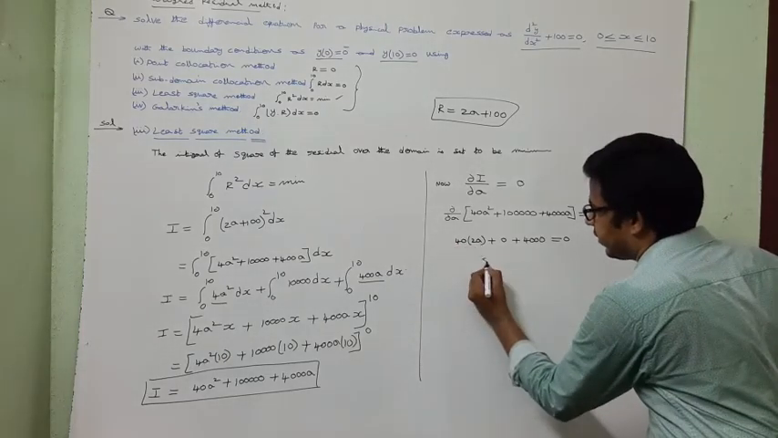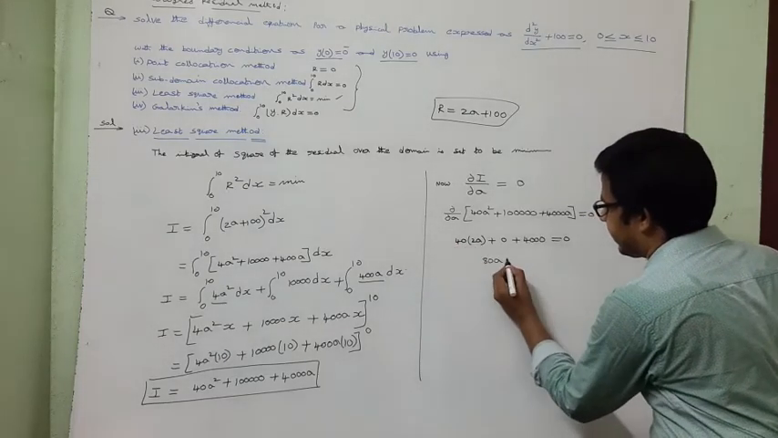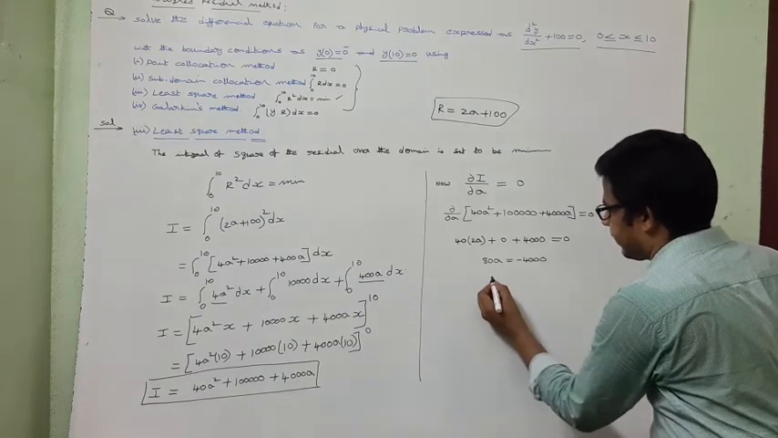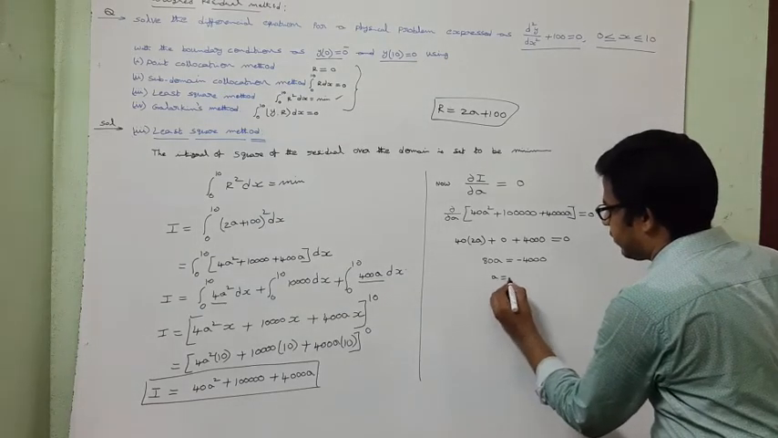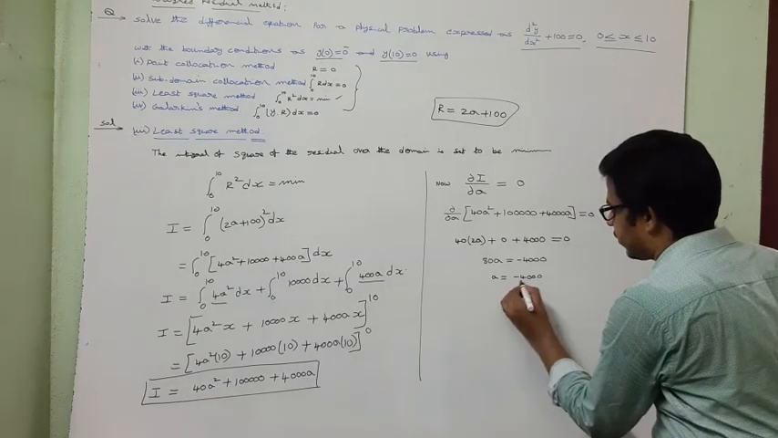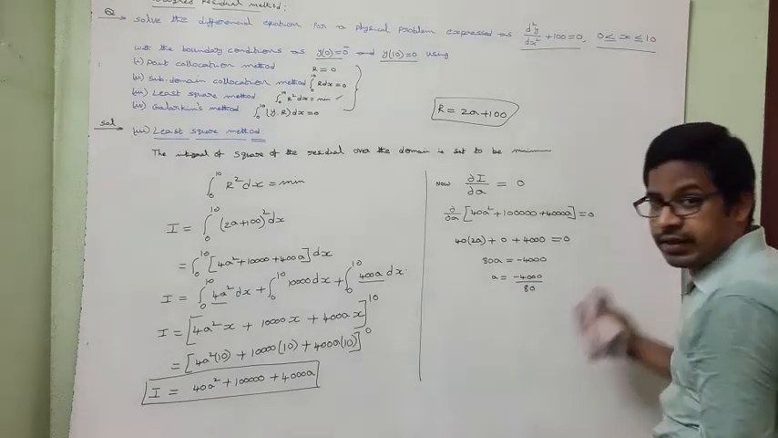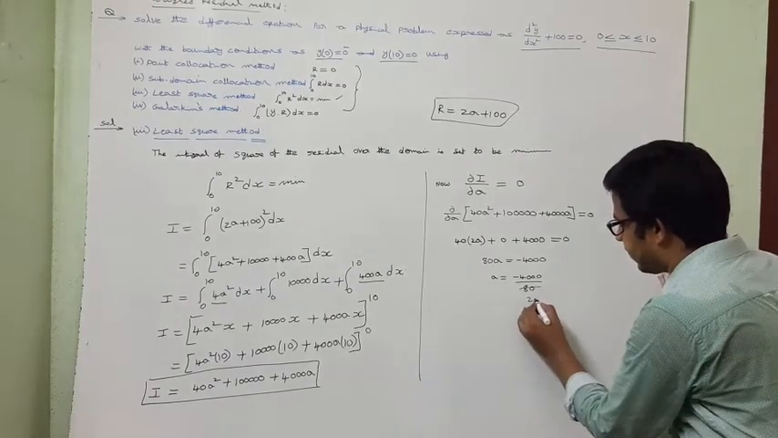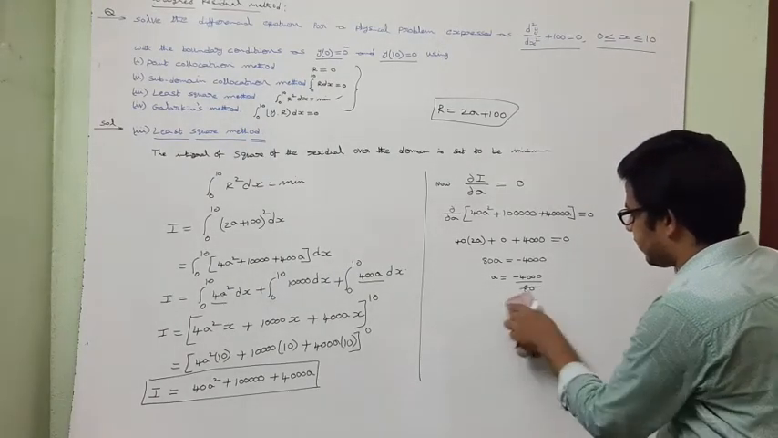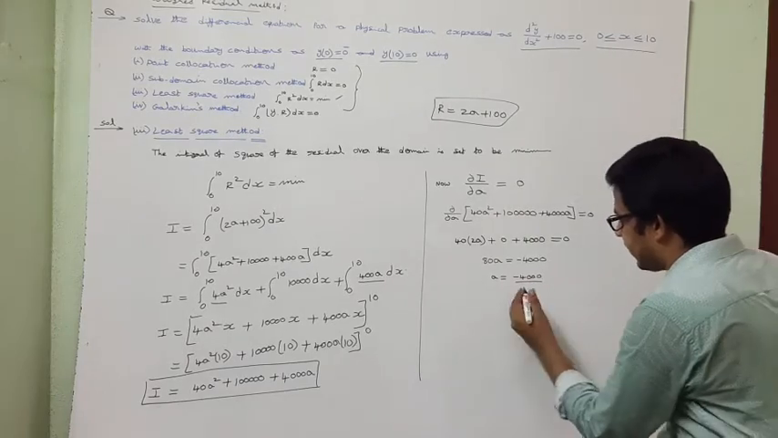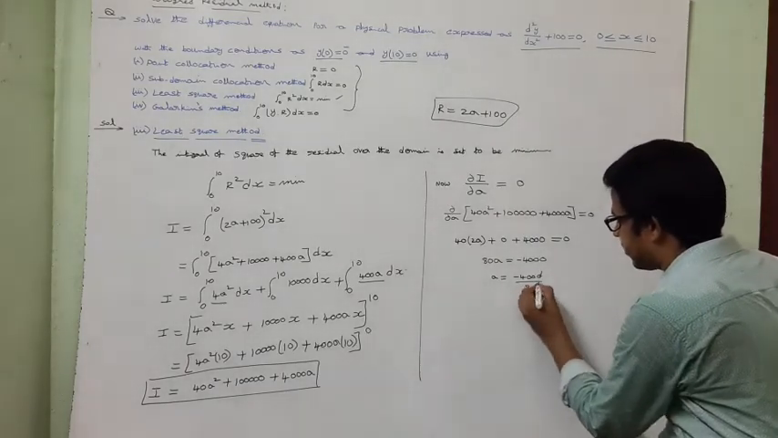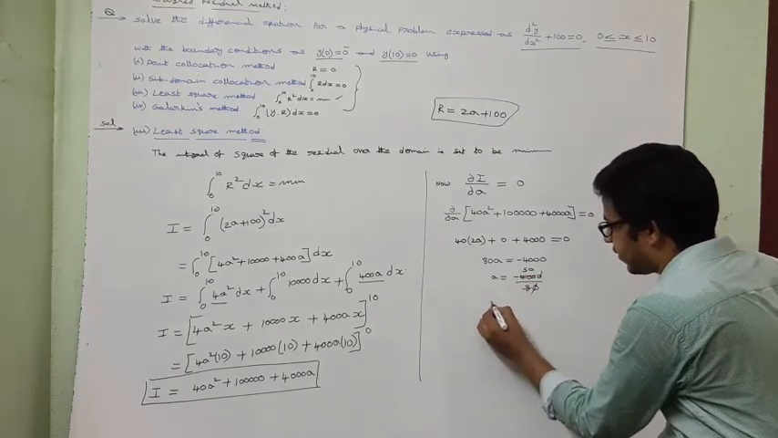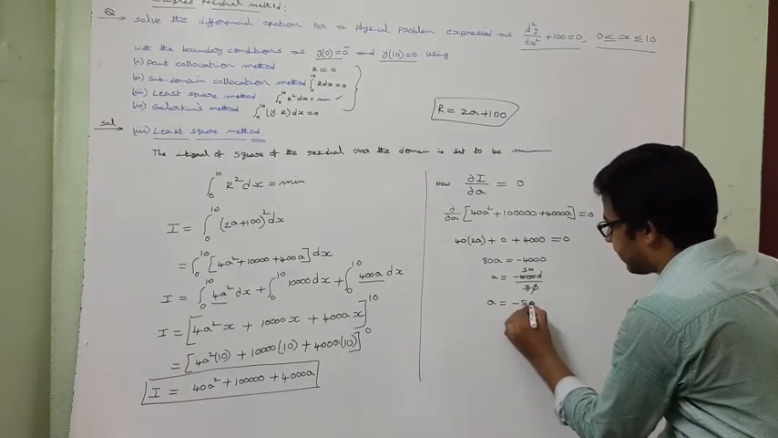So here 80a is equal to minus 4000. So a equals minus 4000 by 80. The 0 gets cancelled. Here 8 fives are 40, that equals 50. So here a equals minus 50.